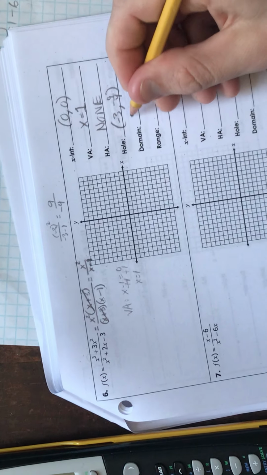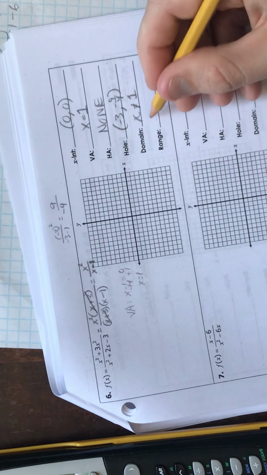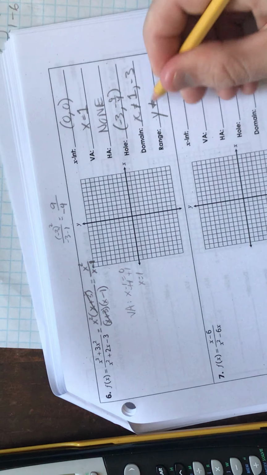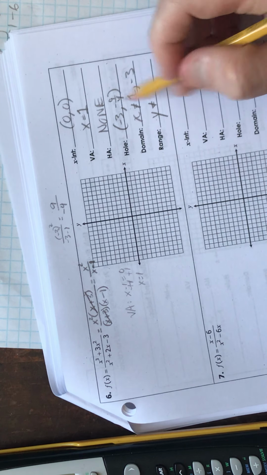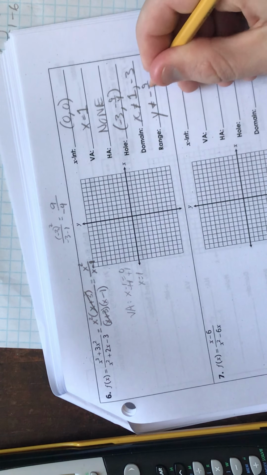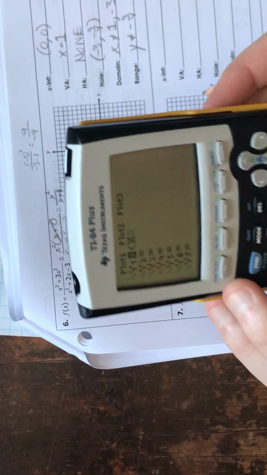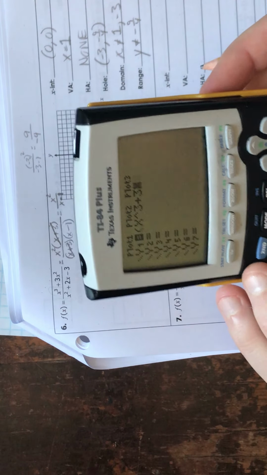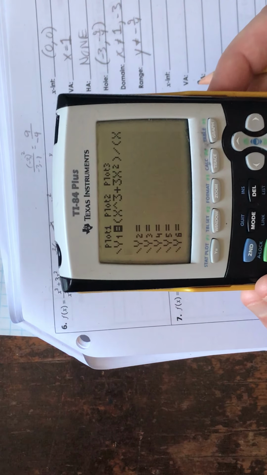And then when I'm checking out my domain, remember that's affected by my vertical asymptote, so x cannot equal 1. And also x cannot equal negative 3, which is the hole there. And then for my range, the horizontal asymptote isn't there, but I know that I have that negative 9 over 4 that I can't equal from my hole. Okay, so let's go ahead and put this guy in our calculator. Okay, I'm going to put my entire function in there, and the numerator is going to be in parentheses, as well as the denominator.